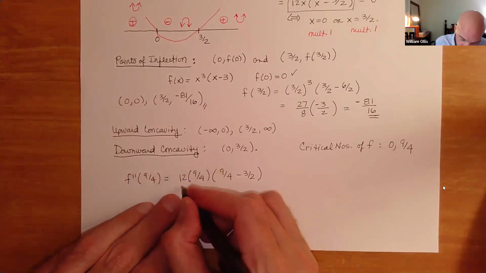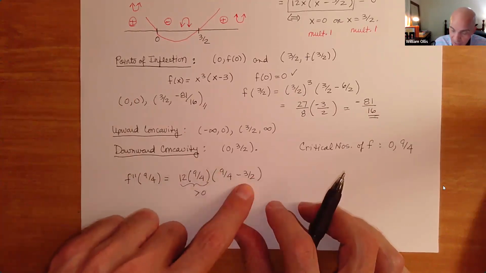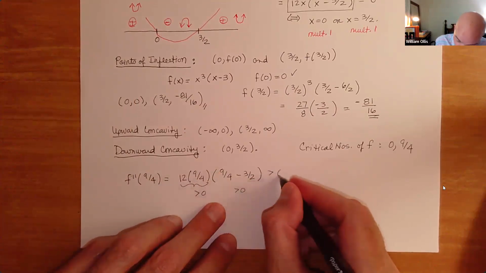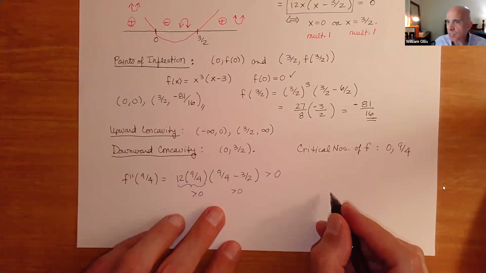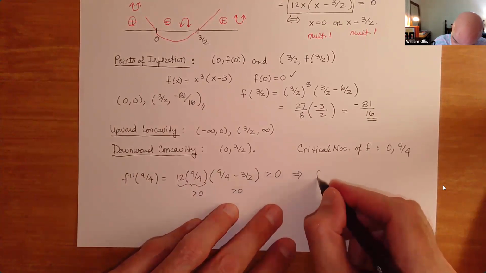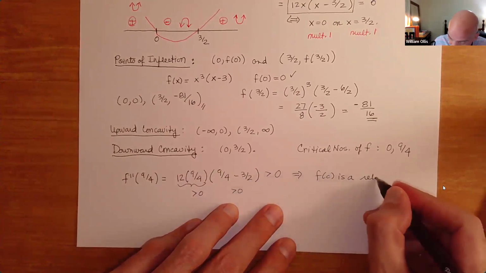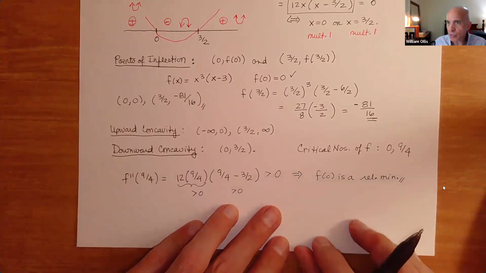Well, this is an easy analysis. Of course, this portion is positive. And of course, 9/4 exceeds 3/2. So this is positive. So this is clearly greater than 0. We don't really care what the actual number is. We just need to know its sign. So this implies f of c is a relative minimum. So it doesn't matter which test you use.